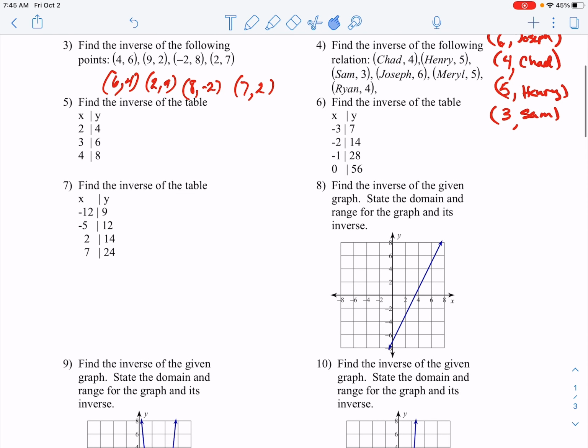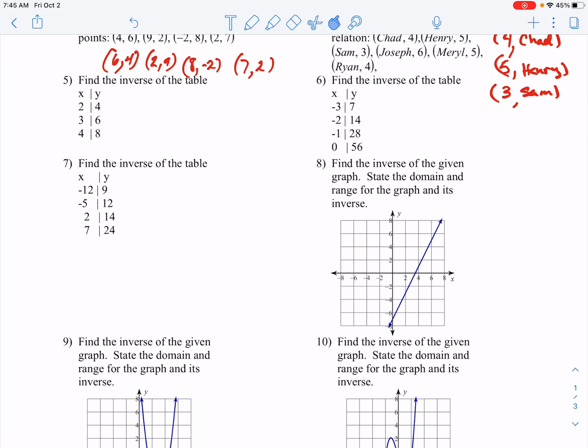Okay, find the inverse of the given graph, state the domain and the range for the graph and its inverse. So let's see, if I was going to graph the inverse of the graph, I might pick a couple of points. I don't know. There's not any really nice points, are there? Maybe here's 0, negative 7, and whatever this is, 0, 3.5. So 3.5, 0, 0, 3.5. Somewhere up here.